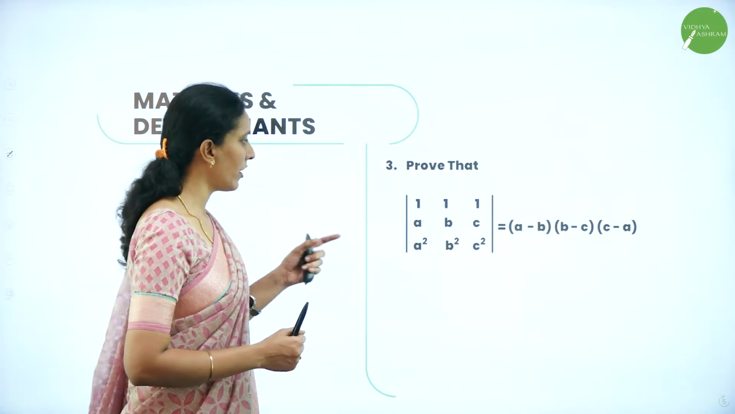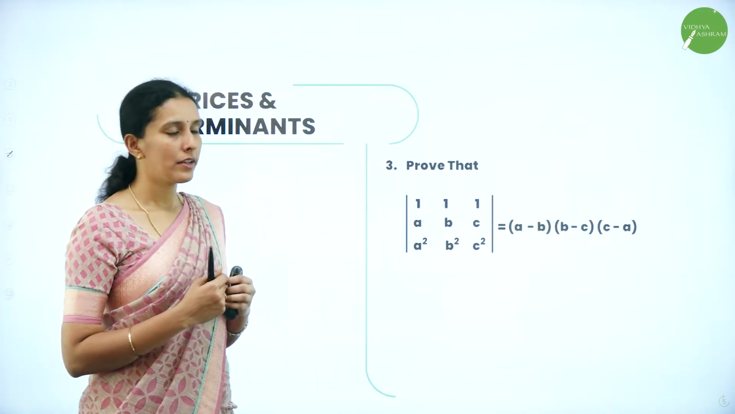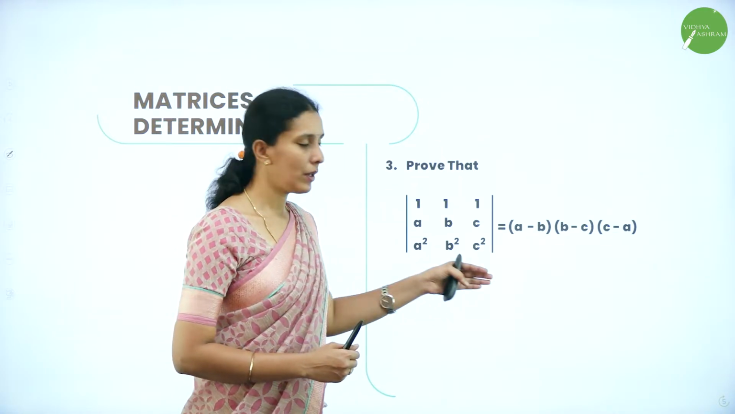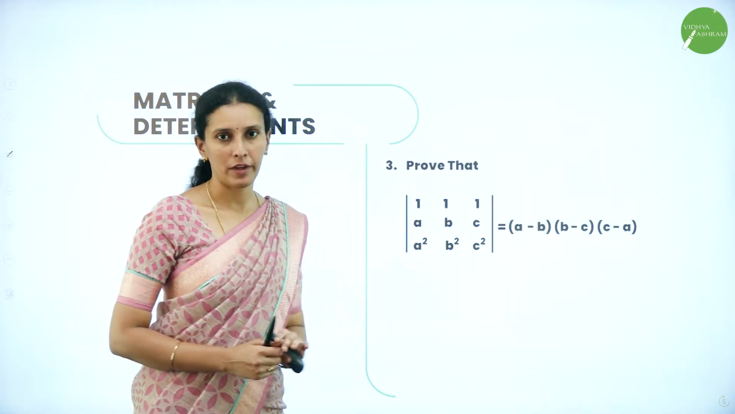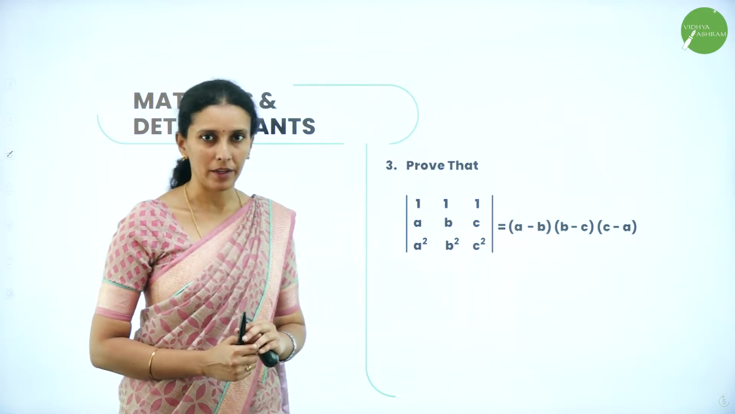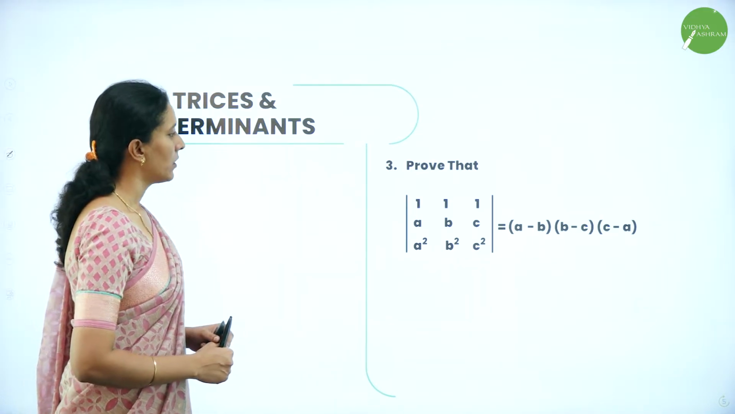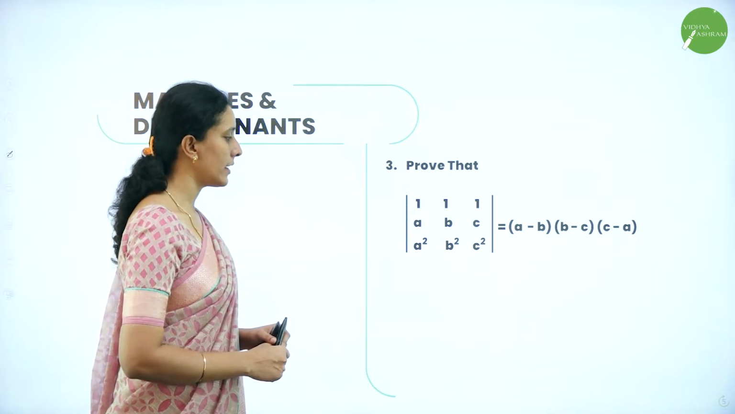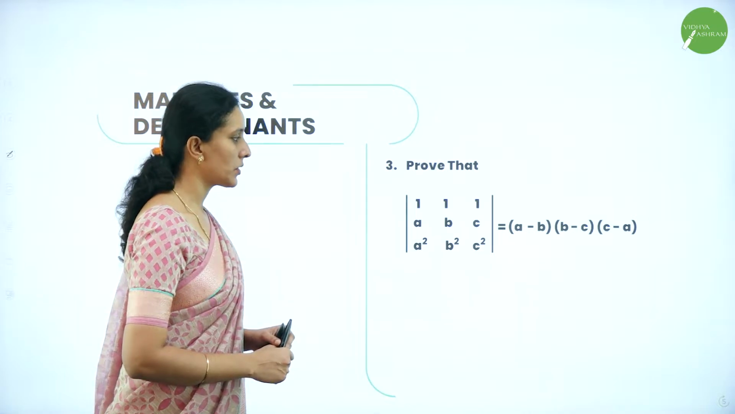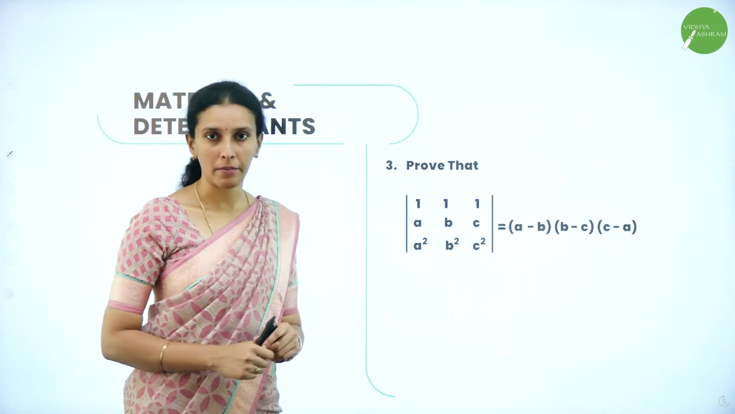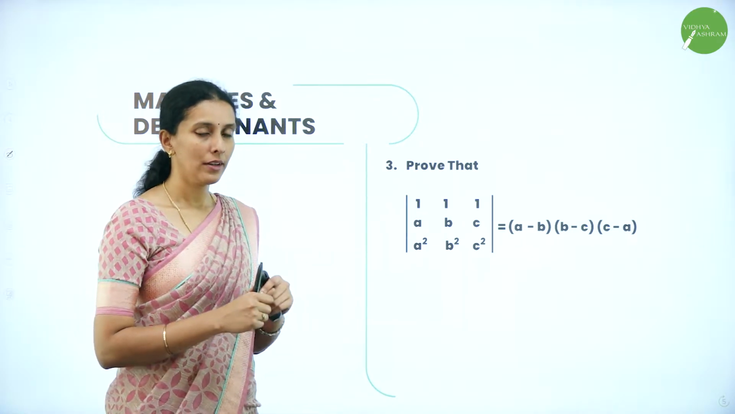When you have variables like this, we will get a question in the form of prove that the value of the determinant will be equal to the given value. These types of questions carry 3 marks in your examination. So let's start proving. Prove that the determinant 1, 1, 1, a, b, c, a square, b square, c square is equal to a minus b, b minus c, c minus a. We have to prove the given result.